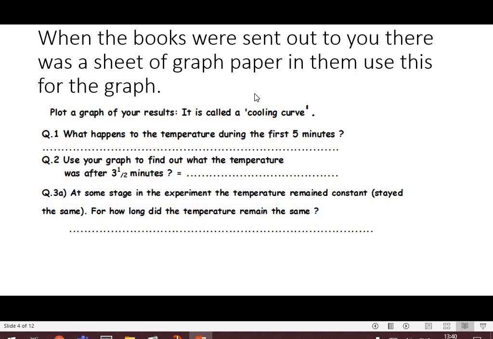And when the books were sent out, there was a sheet of graph paper in them, and I'd like you to use that to plot the graph, please.